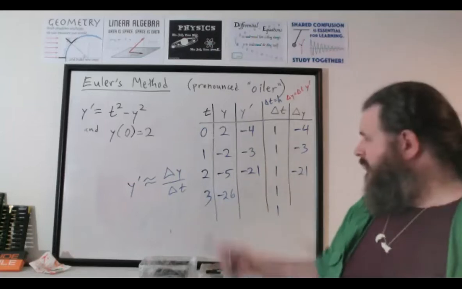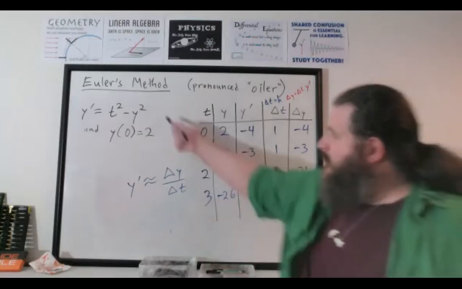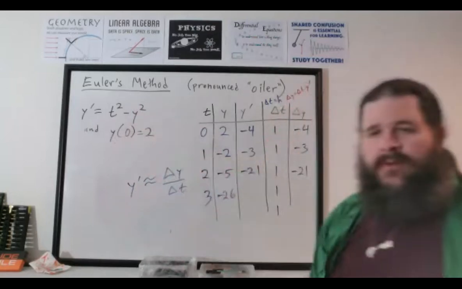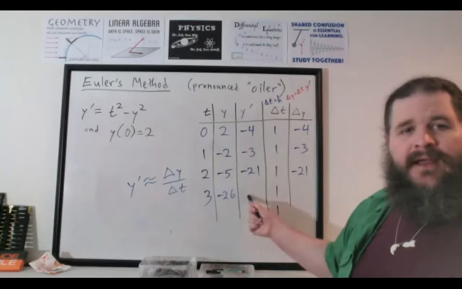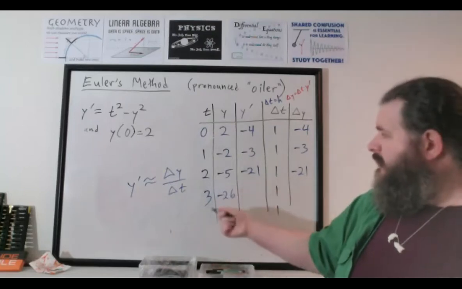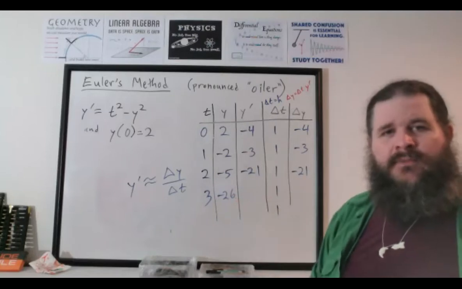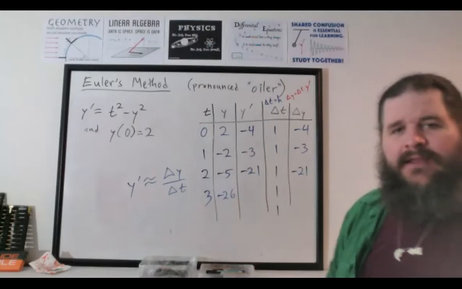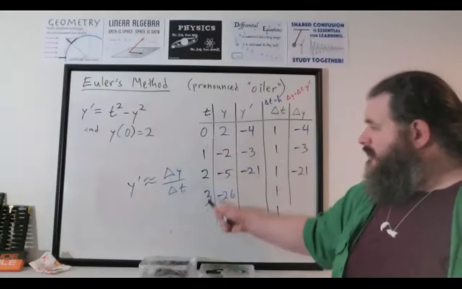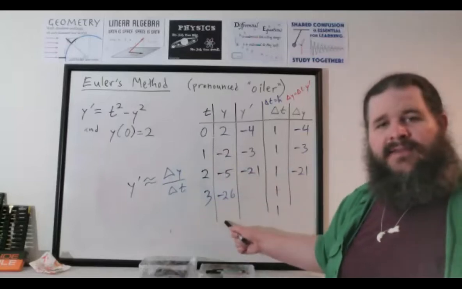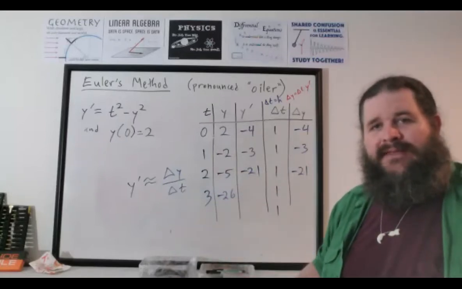And continue this process. Plug these into here, 3 squared minus 26 squared. That'll give you your new y prime, and keep going until you get to, usually what we care about is, like, when t is 5, what's y going to be? Or when t is a certain value, what's y going to be? So keep this going until you get to the required t value, and this will tell you approximately what y will be at that point.